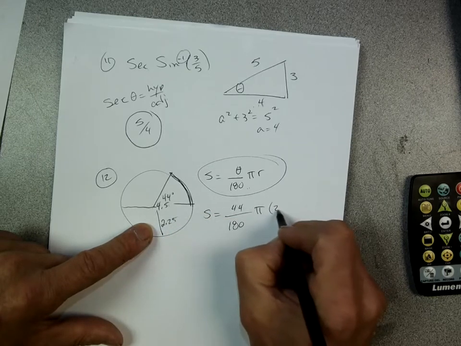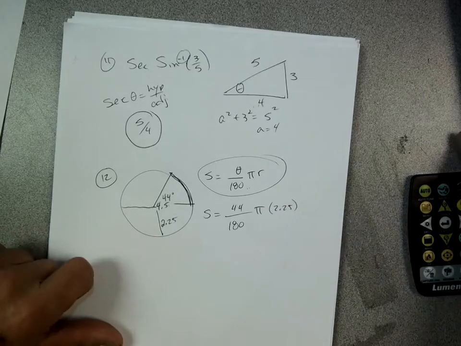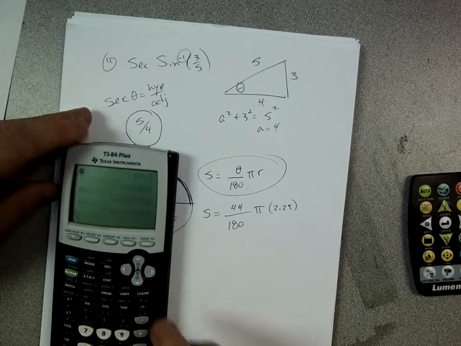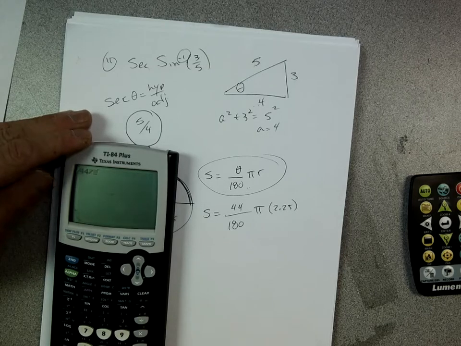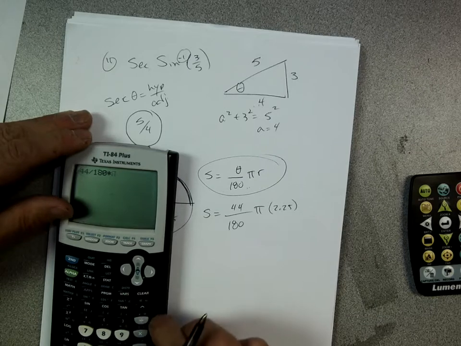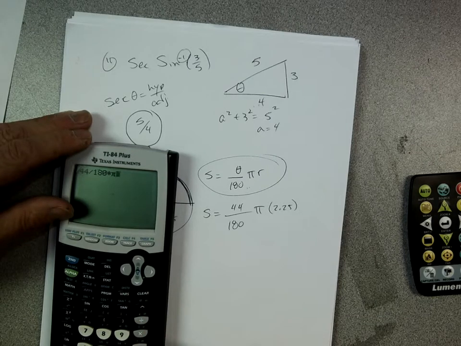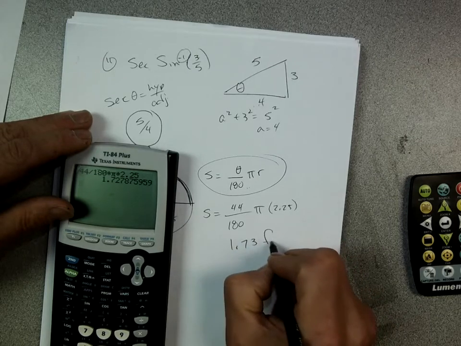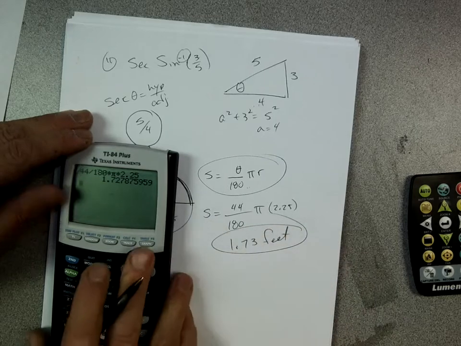2.25. Use my calculator. So clear all that. 44 divided by 180 times pi times 2.25, and I get an answer of about 1.73 feet for the arc length.